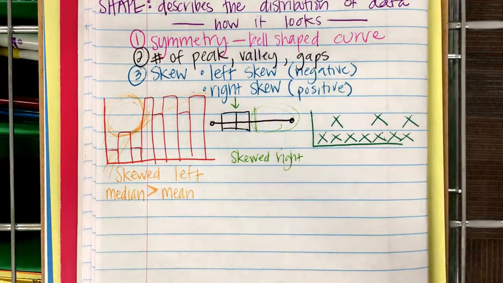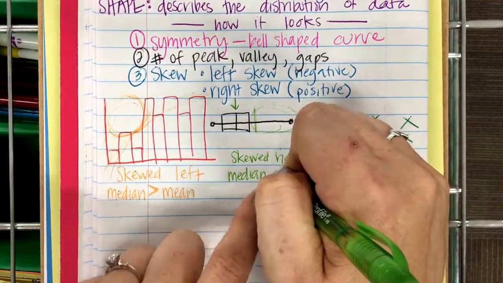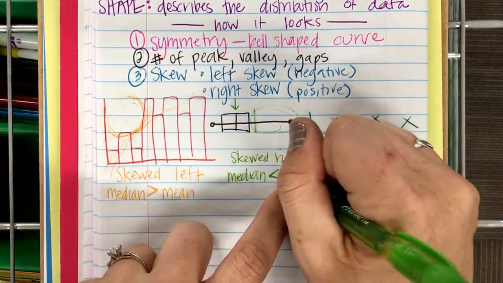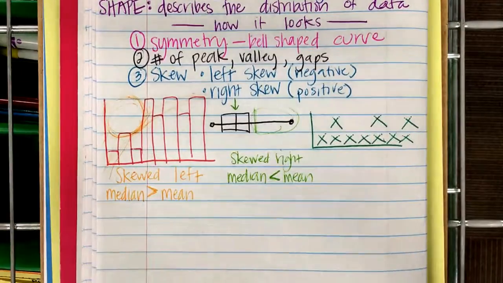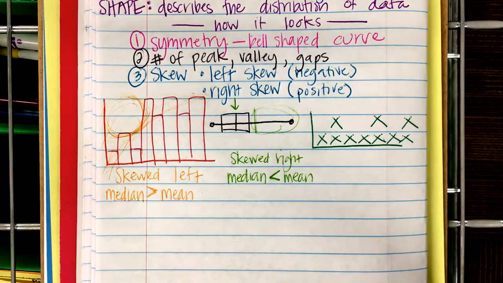So when it's right skewed, the median, the middle salary, is actually less than the mean, because it's pulling that data up even though it doesn't represent it.